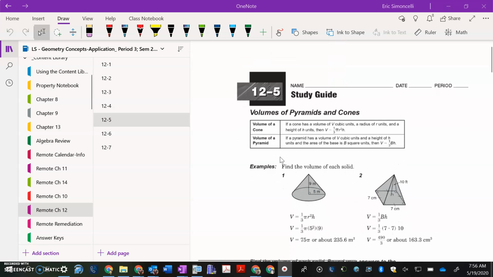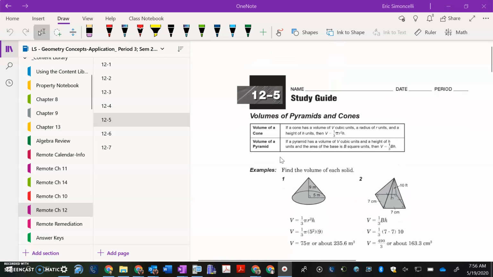Volume of a cone. If a cone has a volume of V cubic units, a radius of R units, and a height of H units, then the volume V equals 1/3 pi R squared times H.